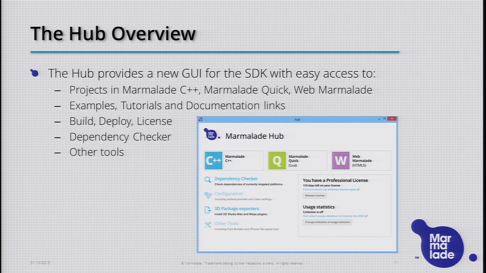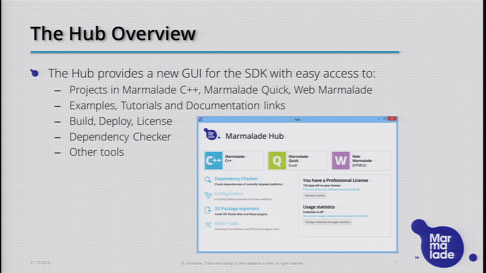So this is about the Hub. It provides a new GUI for the SDK with easy access to projects in Marmalade C++, Quick, and Web Marmalade. It has examples, tutorials, and documentation links. So this is just a little screenshot here. That's something that's really exciting and new for us, is that you can build, deploy, and license within the Hub. So it brings it all together into one point of interaction with the SDK.